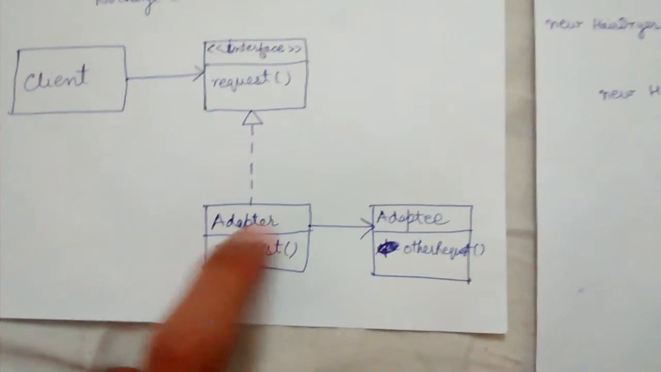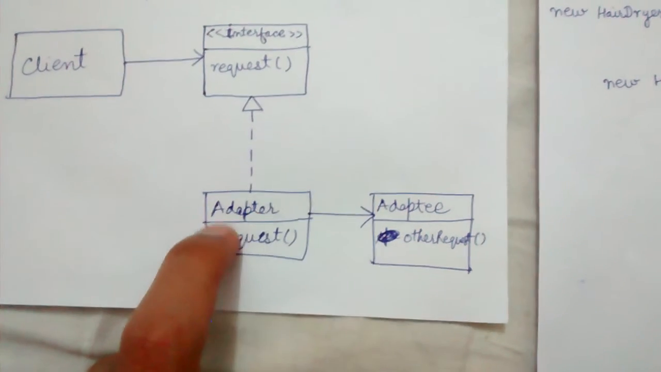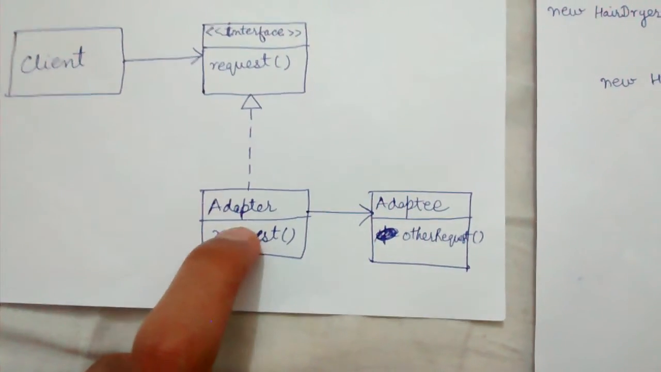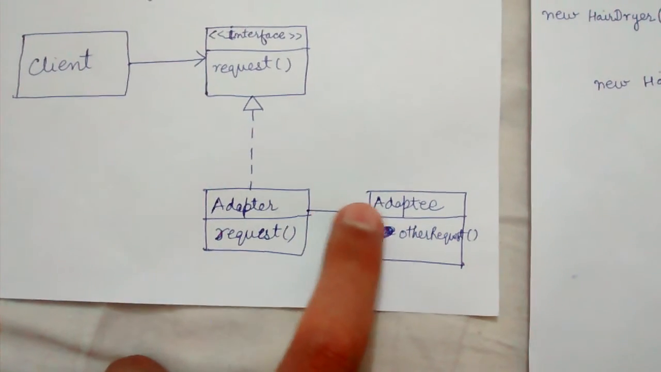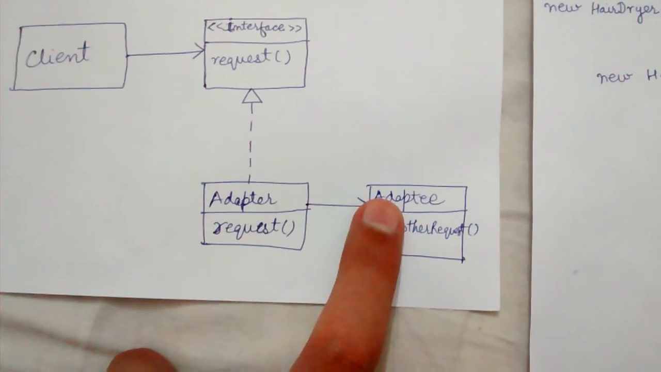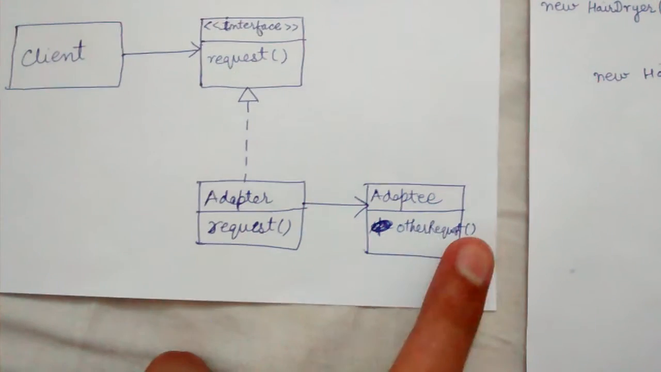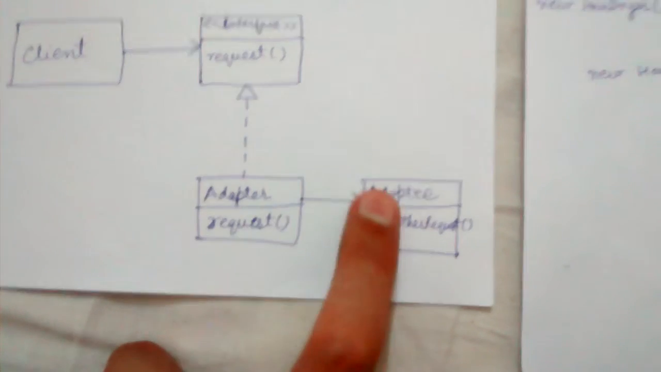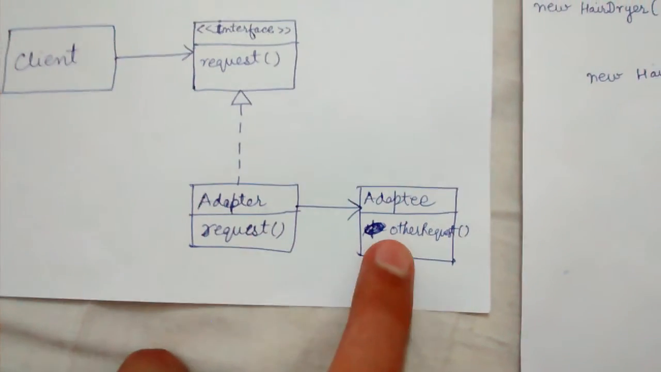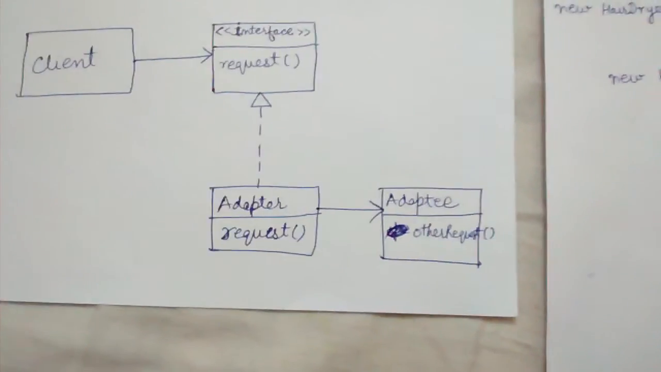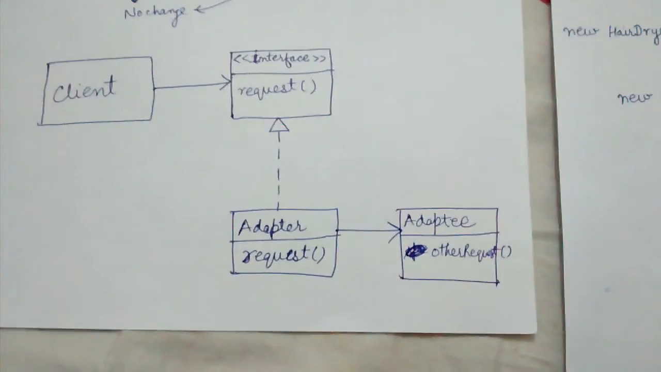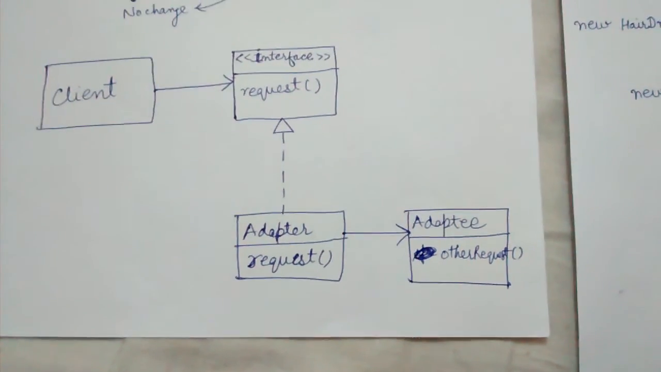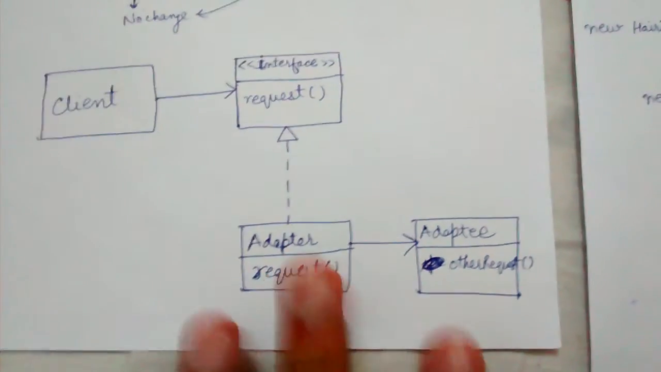But what it is cleverly doing is, in its request method, it is calling the adaptee object's other request method. So it has a hold on an adaptee object, and it is basically calling its other request method. I think I've repeated this a lot of times, and I hope this has now become crystal clear.